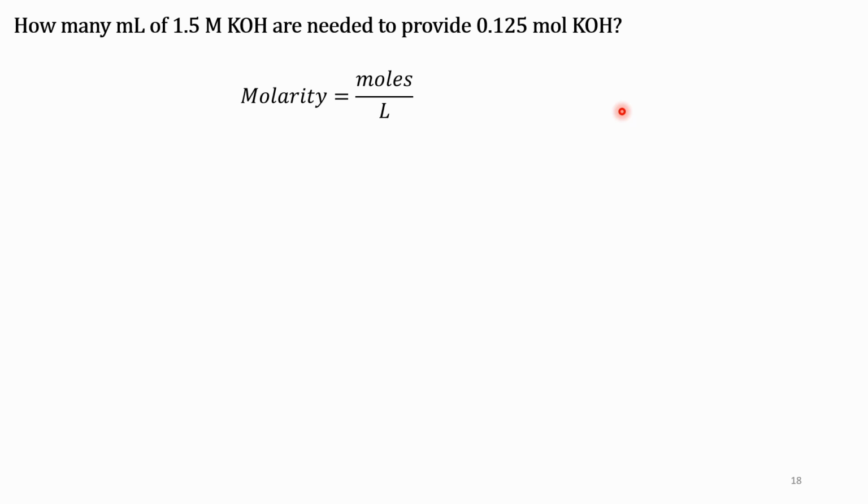So if molarity is moles per liter, and we want to solve for how many milliliters, I'm going to multiply both sides by liters. We're going to cancel out this liters, and then I'm going to divide both sides by molarity. So I can cancel out this molarity and this molarity. In other words, we have the volume of the solution is moles divided by molarity.